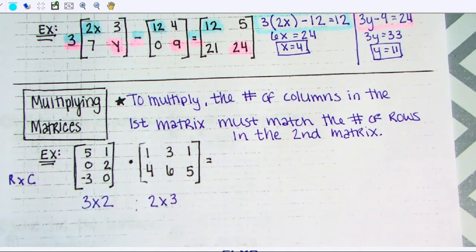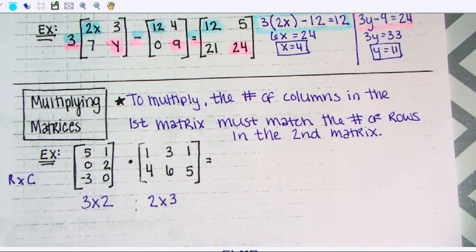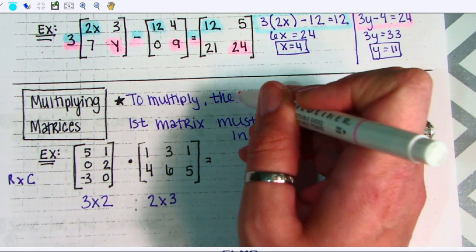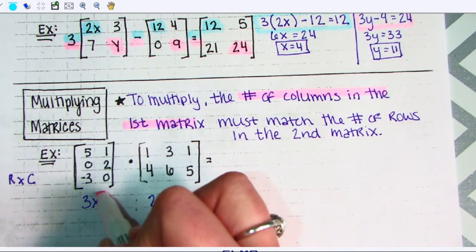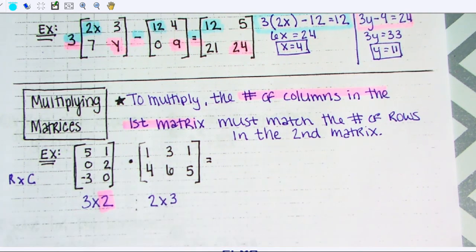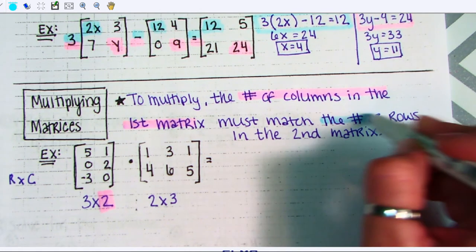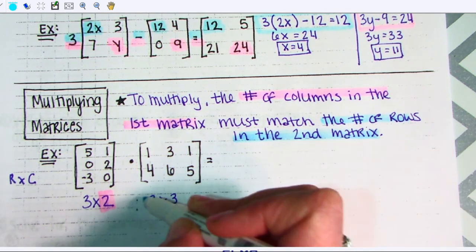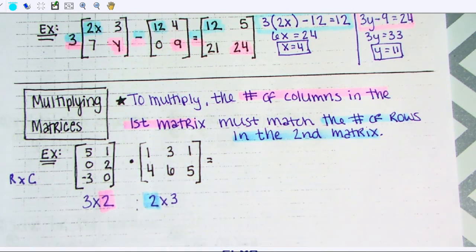So the way that you know it's possible is the number of columns in matrix 1 has to match the number of rows in matrix 2. So when we look, we have the number of columns in the first matrix is 2. It has to match the number of rows in the second matrix, which is the first number. If they match, then matrix multiplication is possible.